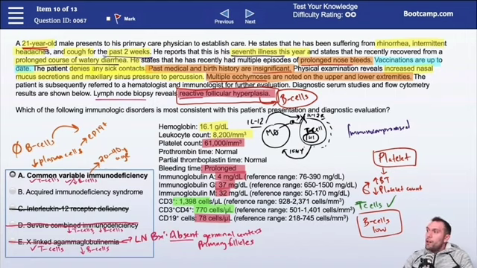Okay. Acquired immunodeficiency syndrome. So we're talking about AIDS with option B. Remember, AIDS has a couple defining features. Remember, this is the human immunodeficiency virus, right? HIV, which is a retrovirus and preferentially infects CD4 positive cells.